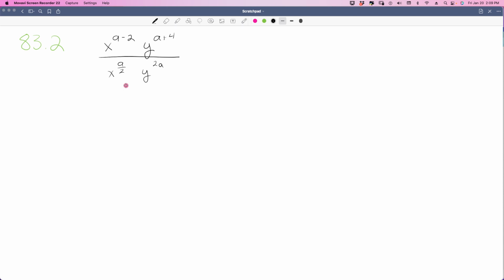And the easiest way to do that is to move everything to the numerator. And when we move it to the numerator, we change the sign from positive to negative or from negative to positive. So I'm going to rewrite this. I have x^(a-2) in the numerator, and I have y^(a+4) in the numerator. From the denominator, I'm going to pull up my x, and it's positive a over 2, so it's going to become negative a over 2. Then I have a y, and it's positive 2a here. It's going to become negative 2a here.